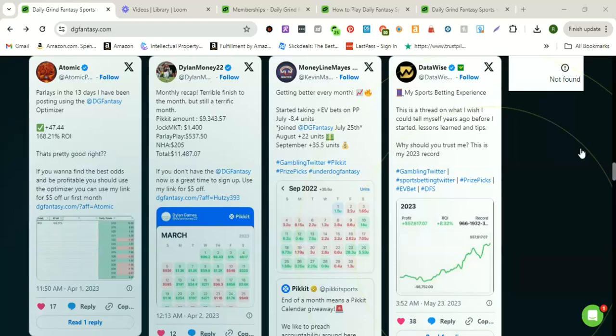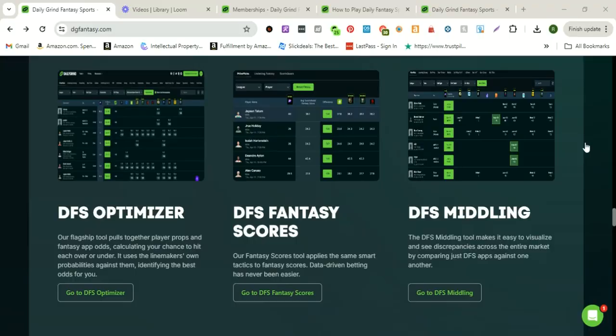Whether you're a casual DFS player or looking to take it seriously, DigiFantasy has the tools to give you an edge over the competition. The DFS Optimizer compares sportsbooks to DFS sites, highlighting mispriced lines with real probability edges. The Fantasy Scores page lets you see how fantasy projections stack up across platforms. And the DFS Middling tool shows opportunities to cover two sides of a play when different sites disagree.